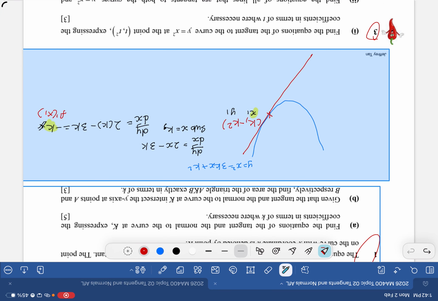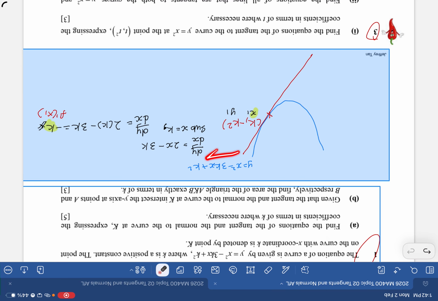Okay, you see carefully, the tangent to the curve at point K intersects the y-axis at point A. So this is with this. The normal to the curve at K intersects the y-axis at point B respectively. So that means the tangent.